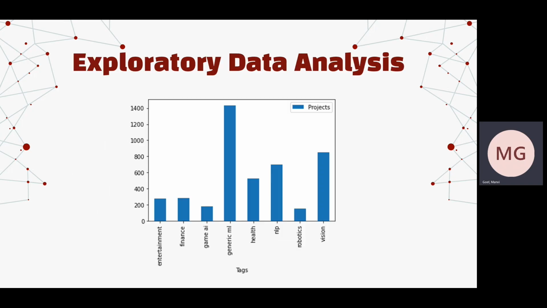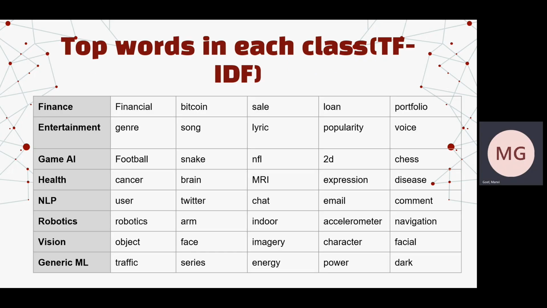This slide captures the data representation after we manually tag them into 8 different labels. It can be seen that the data has an uneven spread and generic ML class has the most number of project ideas. Here, we see the top words in each of the different categories according to the TF-IDF.